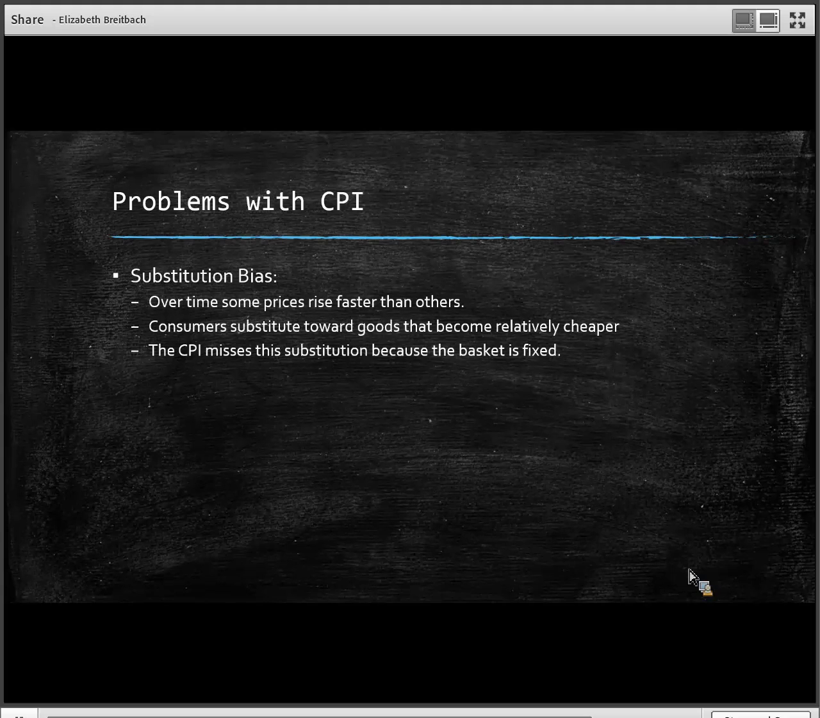So CPI misses this, and this is going to cause CPI to overstate the actual increase in the cost of living because my basket is still going to say that I flew to South Carolina. It's going to keep that basket exactly the same, even though that's not actually what I did. I drove because it was cheaper. And so the substitution bias overstates the increase in the cost of living. So it's going to make the inflation rate look higher than it actually is.